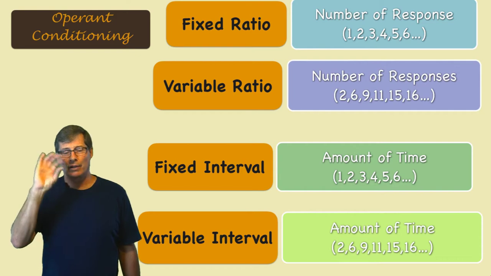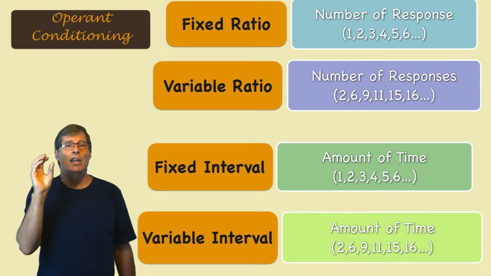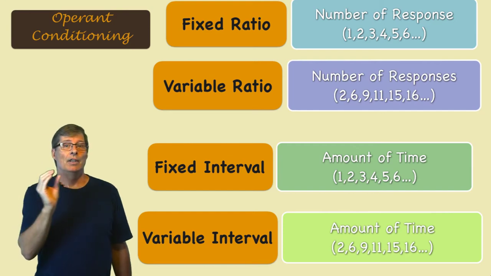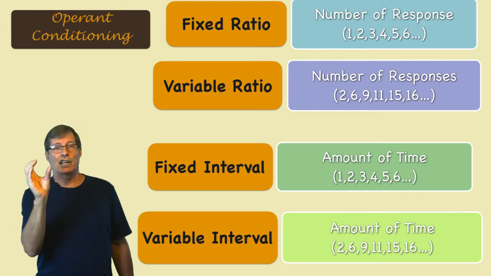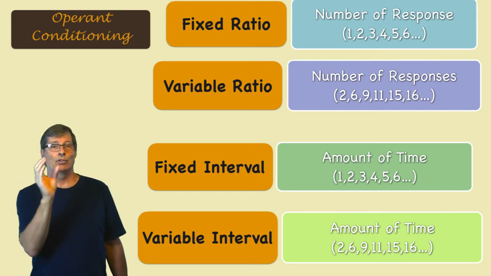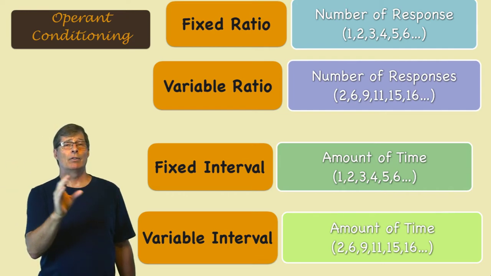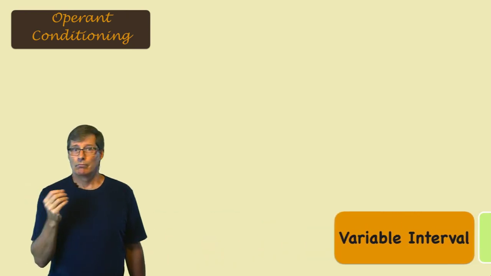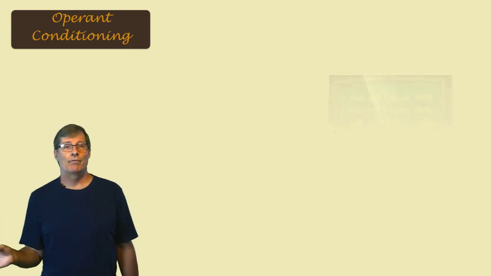Here's a little skill set or a little thing to remember. If it's ratio, it's number of responses. If it's interval, it's talking about time. So ratio, number; interval, time. All right, that's a quick overview on the schedules of reinforcement.